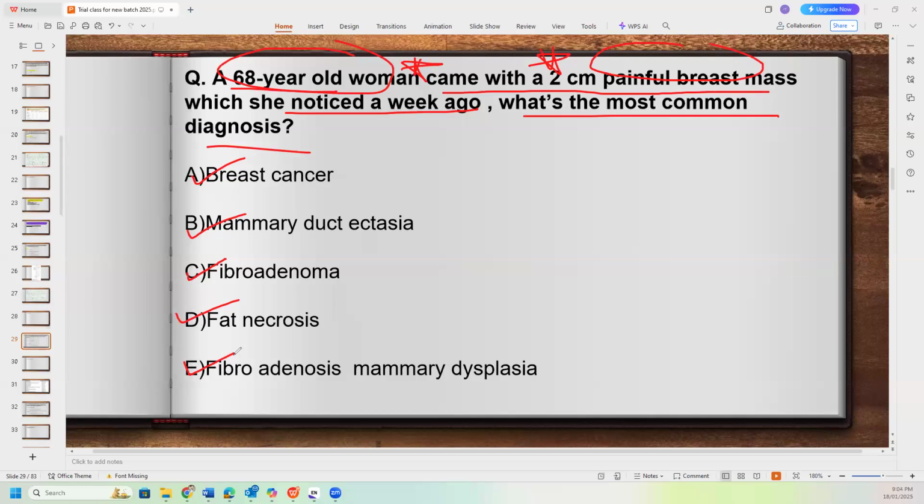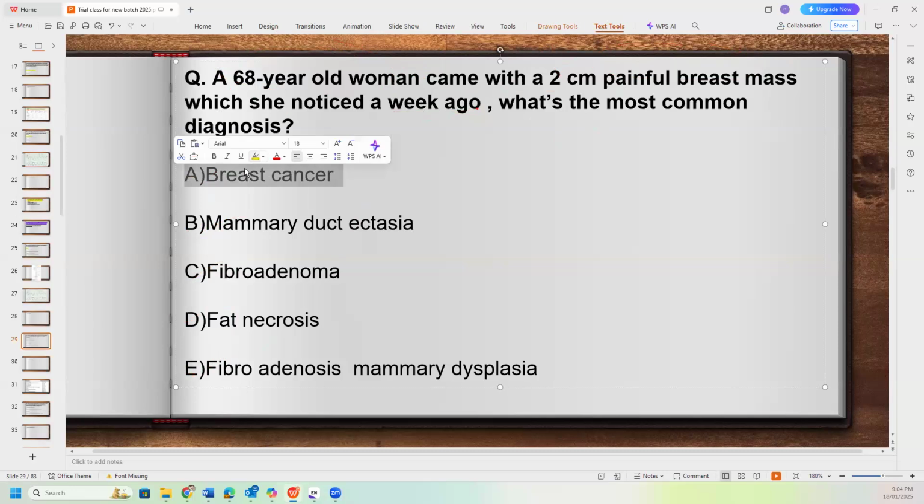Fat necrosis has a similar presentation to breast cancer, but fat necrosis needs a trauma history. Very good, Dr. Fayal and Dr. Ranjit. Fat necrosis needs a trauma or injury history. Fibroadenosis, mammary dysplasia, fibrocystic disease is also hormone dependent. So in a postmenopausal female, it's least likely to be the cause of a breast lump. A breast lump in a 68-year-old, or postmenopausal age, is breast cancer until proven otherwise. Is it clear, guys?